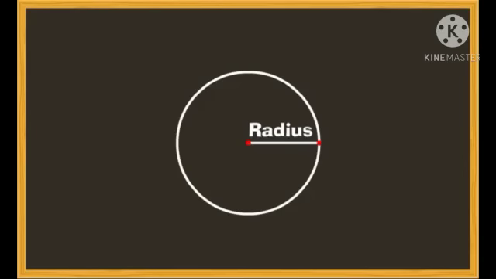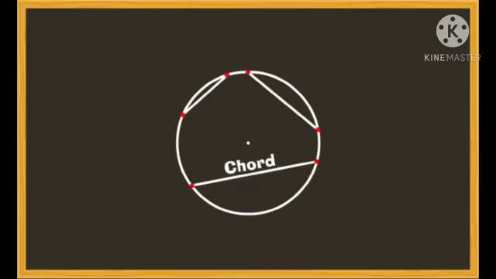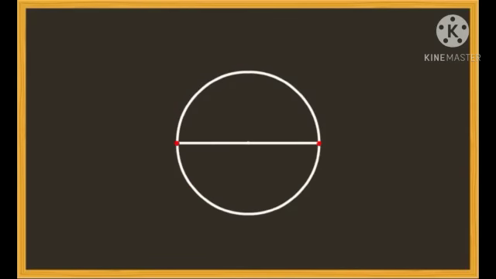A line segment that joins two points on a circle is called a chord. As you can see, a chord can have many different lengths. Can you guess which is the longest chord? It is the one which passes through the center. A chord which passes through the center of the circle is called the diameter of a circle. Therefore, diameter is equal to 2 times radius.